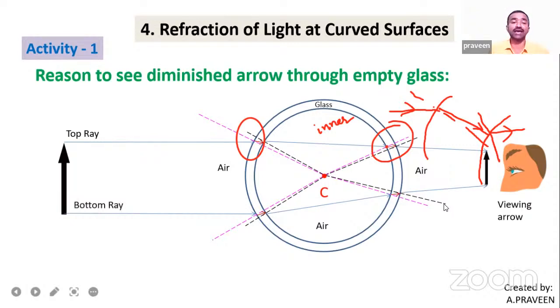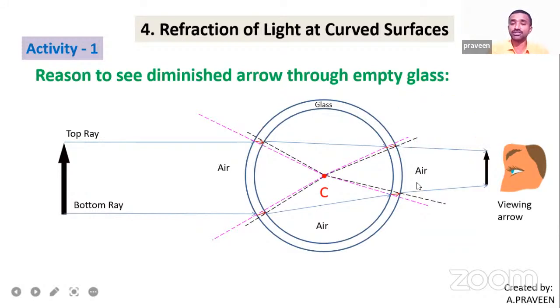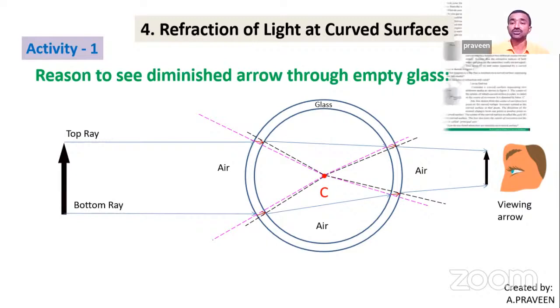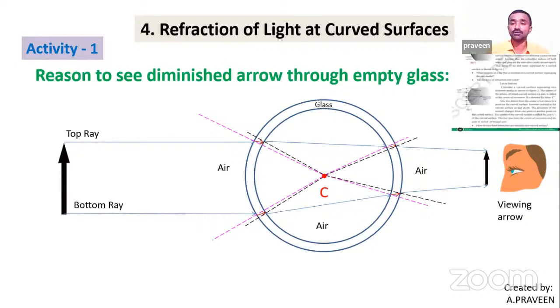So this is what happens in the empty glass. What you are generalizing here is simply that the size is diminished and the facing direction is the same, so an erect image is observed. This is the phenomenon happening in the empty glass, which we observed on this page.